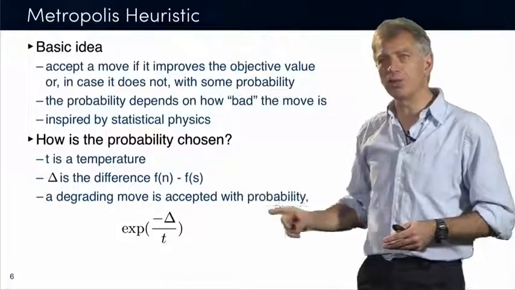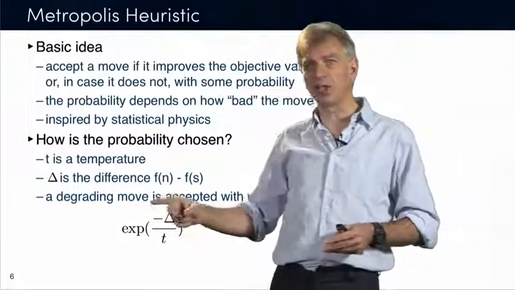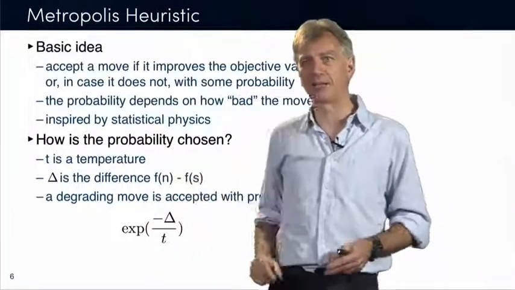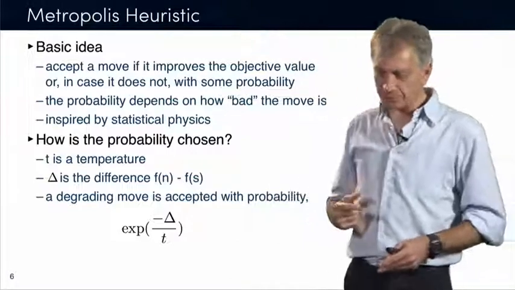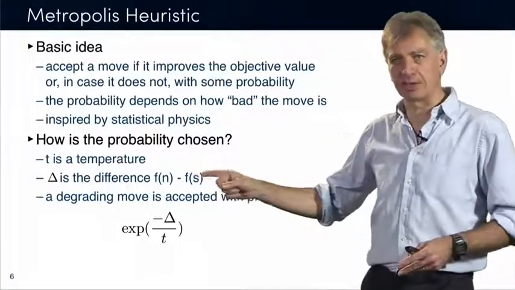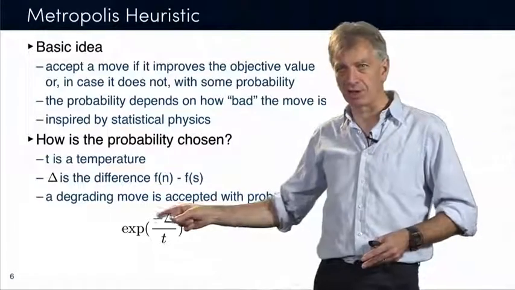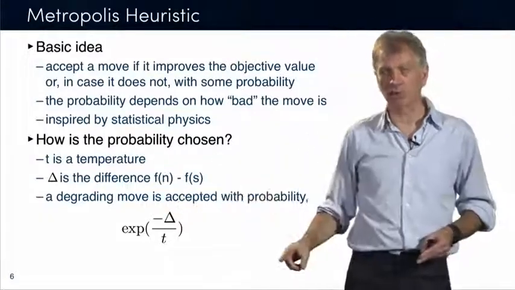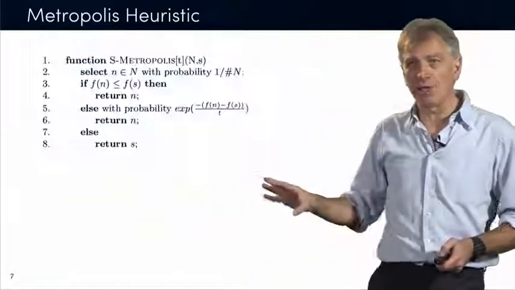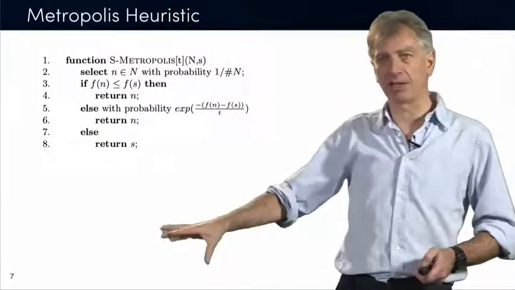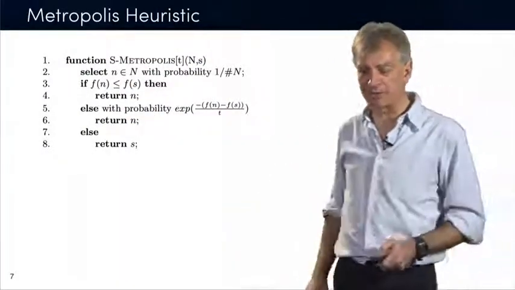Essentially, you want to take the move with a probability which is exponential in minus the delta. So remember, when the delta is positive, that means that we are degrading. So this value, minus the delta, is going to be negative in that case. So look at this formula. This is the algorithm, and we will look at the formula and actually analyze it in a moment.